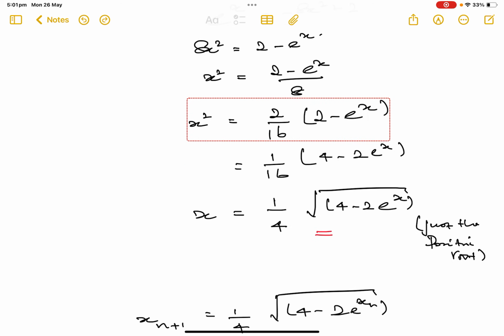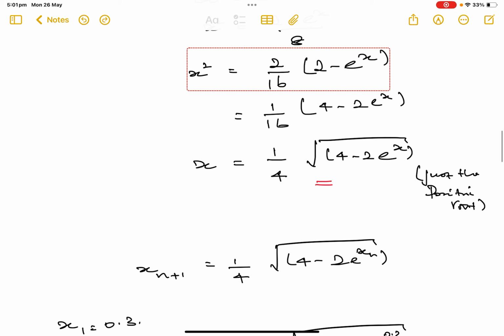Then take the 2 inside. So 1 over 16, 2 times 2 is 4, minus 2 e to the power x. From that, x equal 1 over 4 square root of 4 minus 2 e to the power x. But obviously, it is plus or minus, and x is the positive root.